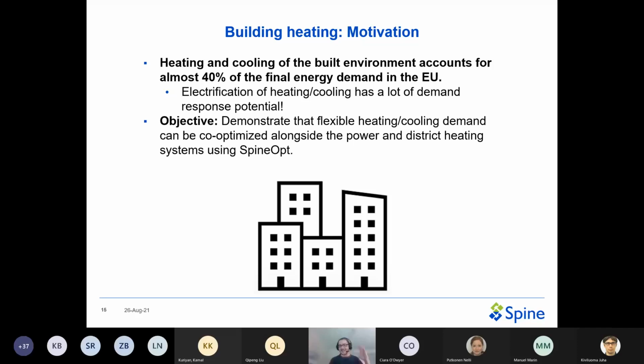My name is Topi Rasku. I'm from VTT, and I'll be briefly talking about our case study called Case Study A4, which had to do with modeling building stock heating demand.